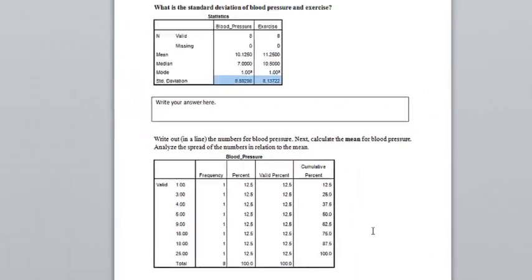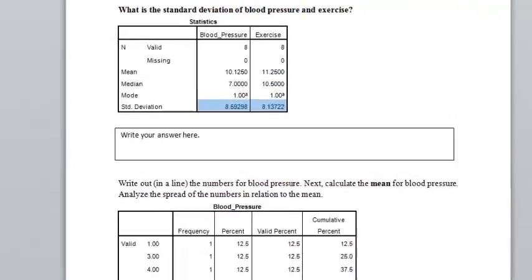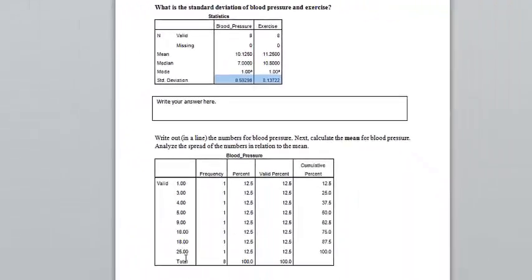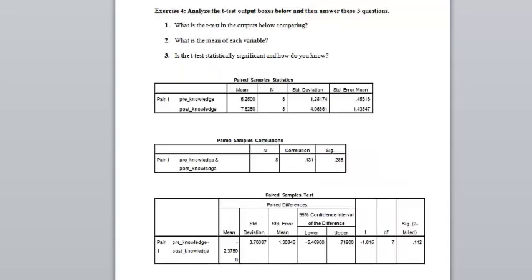Okay, so we see the standard deviation for blood pressure, and what that's showing us there is that there's quite a bit of variability between and among these scores here for blood pressure. So that means in comparison to the mean, there is a lot of movement, a lot of variability. It's not that all the numbers are circling around the mean. So the standard deviation looks at the amount of variability around the mean.